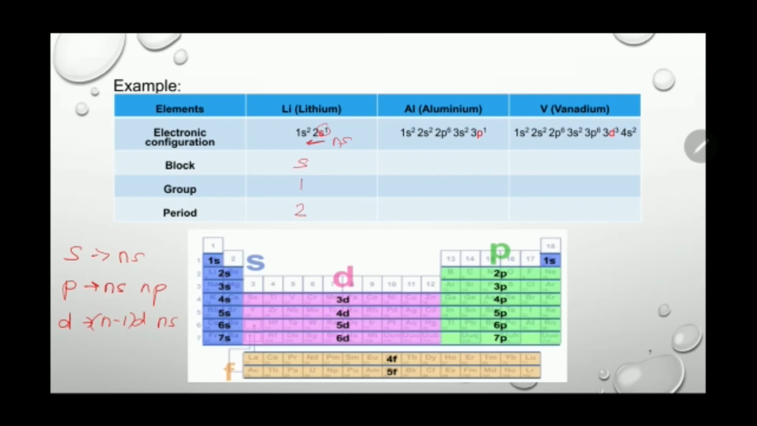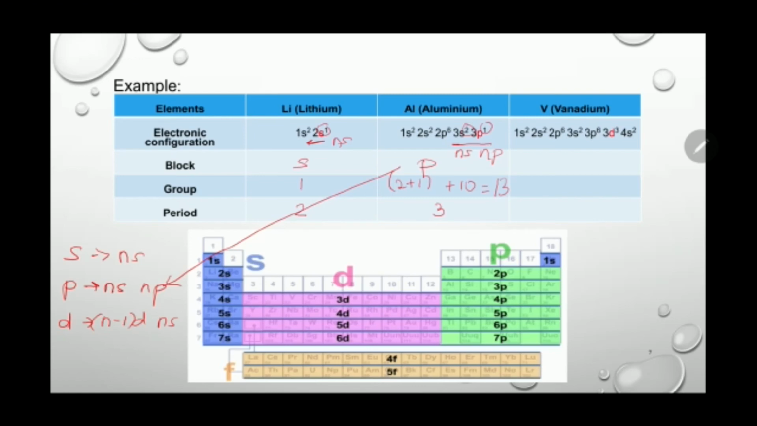Now we go to the next example, aluminium, with electronic configuration 1s2, 2s2, 2p6, 3s2, and 3p1. We highlight the valence electronic configuration here, which obeys ns and np to give you the P block. So what is the group? For the P block, the group comes from 2 plus 1 and plus 10 to give you group 13. How about the period? From the principal quantum number, n equals 3.